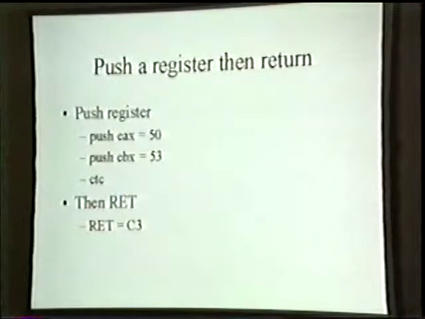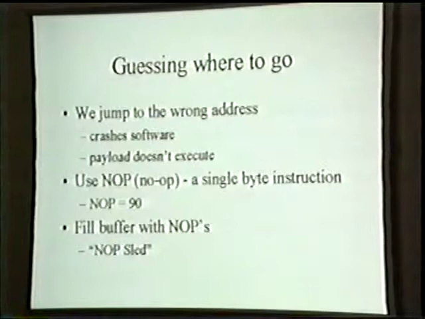Okay, so if we jump to the wrong address, we're going to have problems, we're going to crash. Our payload certainly isn't going to execute. If we're guessing, then there are some tricks that will make our guessing easier. We can reduce the precision of our guess by using something called the no-op, which is hex 90. It's an instruction which is fortunately 1 byte long, which means we don't have to worry about alignment issues. And we can fill an entire buffer with no-ops and call that a no-op sled. I'll show a diagram of this.